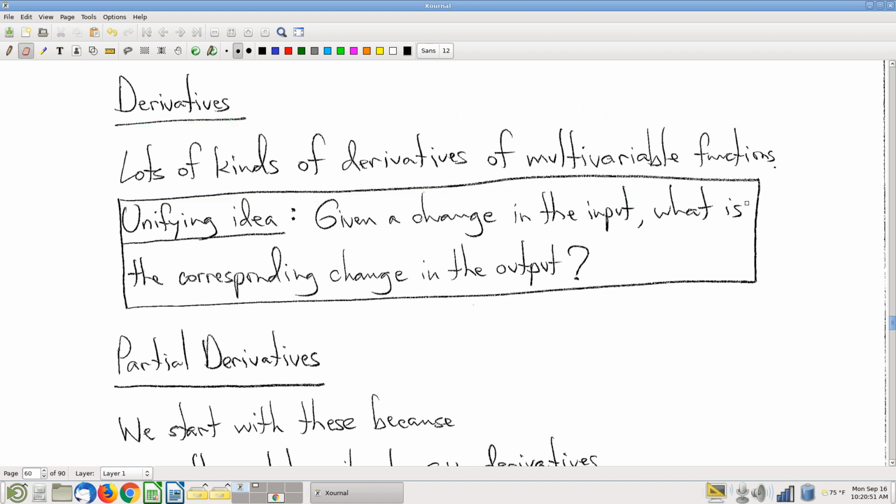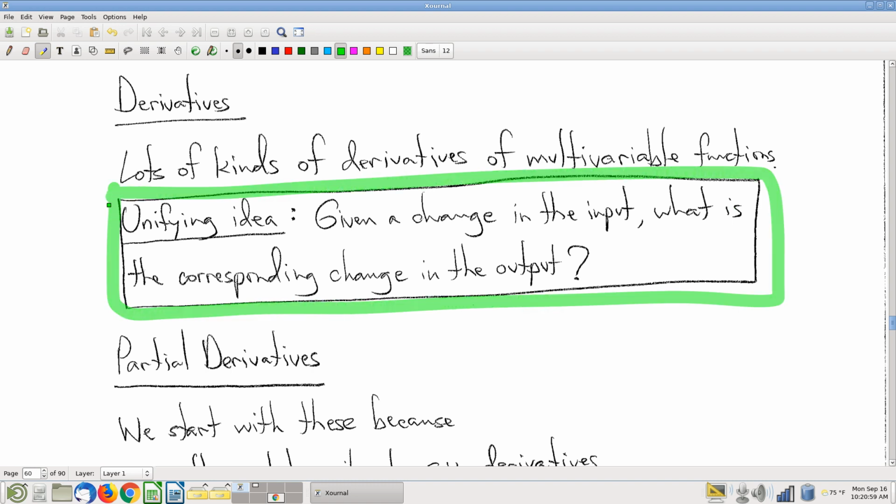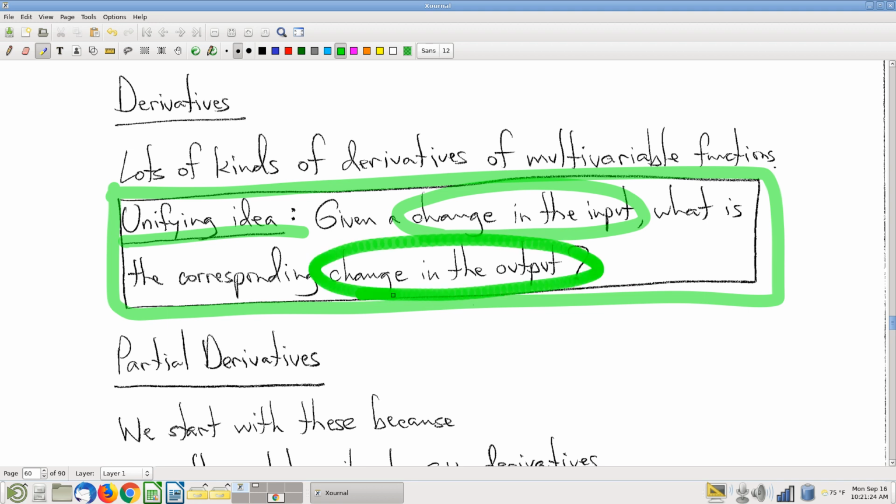So, before we get into specific derivatives and specific interpretations, I want to lead with what I think is a really big idea for how to think about all multivariable derivatives. Ultimately, what is a derivative? What do they all have in common? What is it about them all that we can reasonably use the same word, at least as a category, to describe them? And so here it is. It's a relationship between changes in the input to the function and changes in the output of the function.